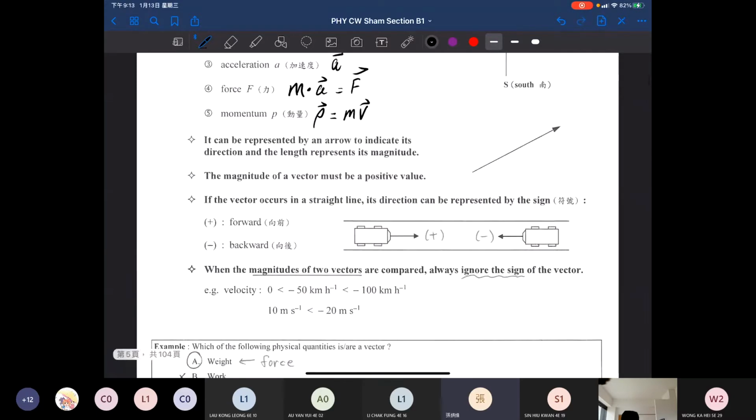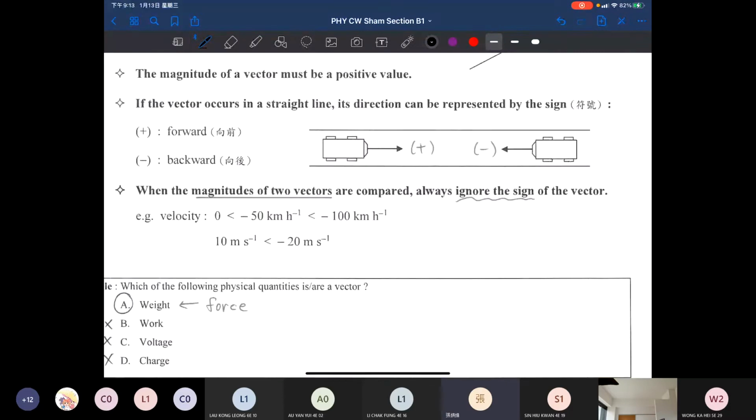Because let's see, normally for vectors, negative 100 kilometer per hour is larger than negative 50 kilometer per hour. Okay, this is larger because we only concern about the magnitude if we talk about which is larger. Another very good example is this: negative 20 meter per second is larger than 10 meter per second because the sign is only talking about the direction only.